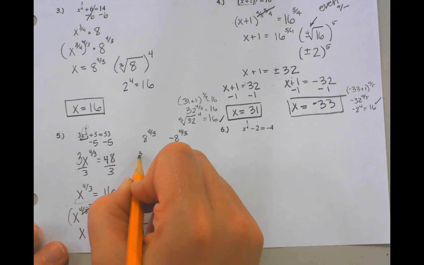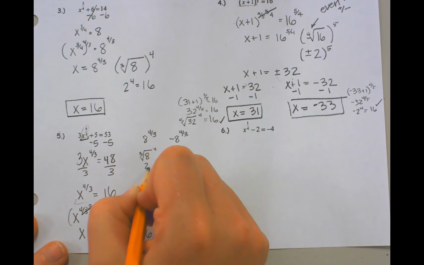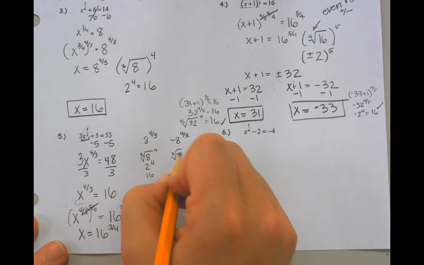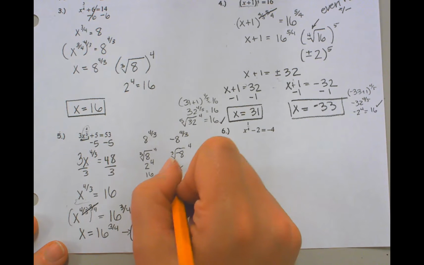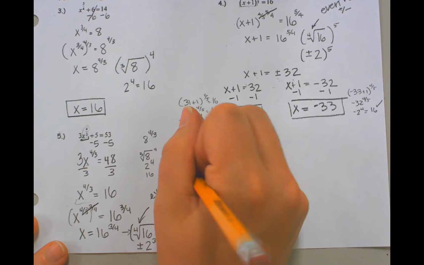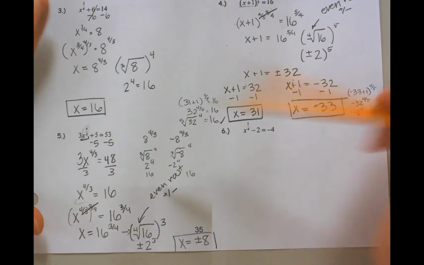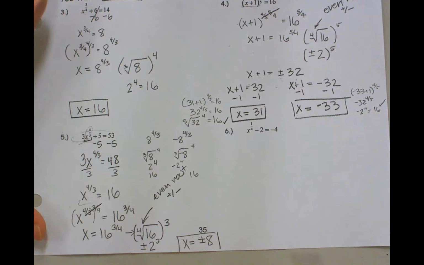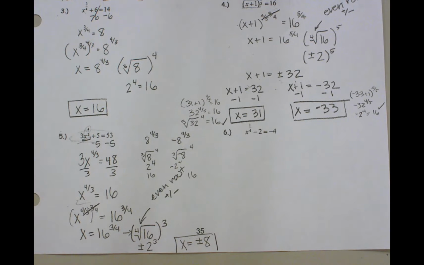The cubed root of 8 is 2, and 2 to the 4th is 16. The cubed root of negative 8 is negative 2, but negative 2 to the 4th is positive 16. So since both of these end up being positive 16, I know the rest of this will work out just fine. So both of those are viable solutions.